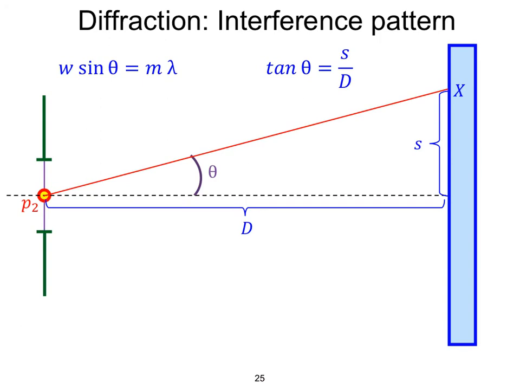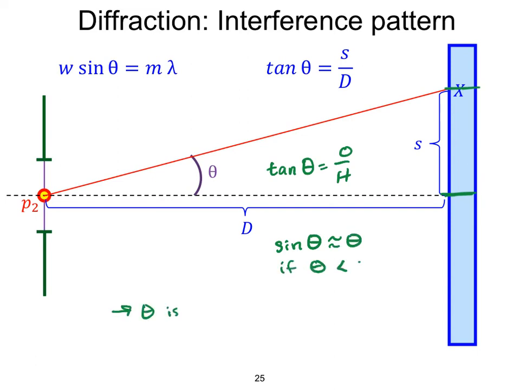Once we know theta, we can determine the distance from the center point on the screen to the dark fringe using tangent theta equals S over D. Sometimes we can make this even easier. If theta is very small, then the sine of theta is approximately equal to just theta in radians. In degrees, 10 degrees or less is considered small enough to go ahead and make this approximation.